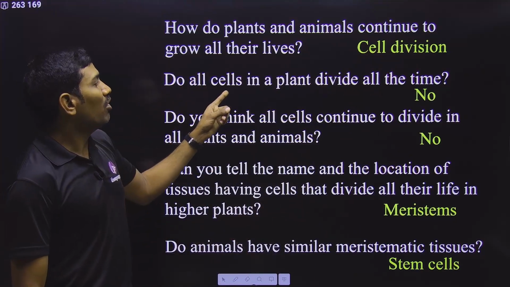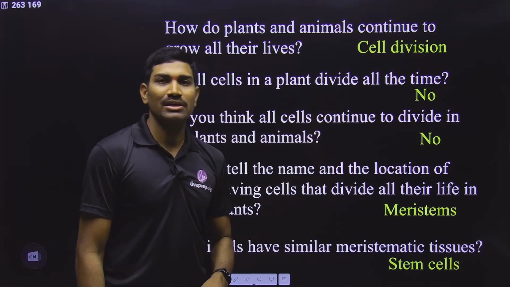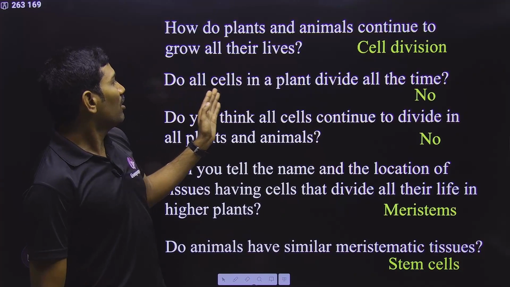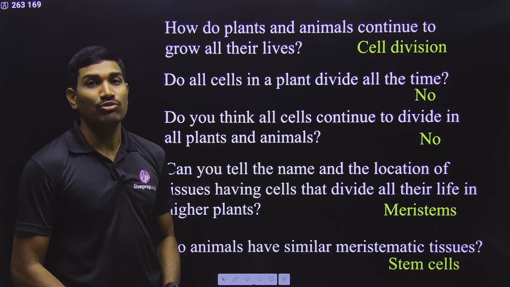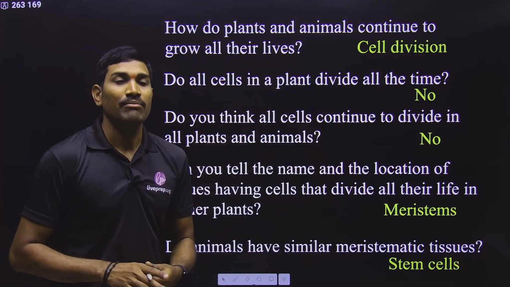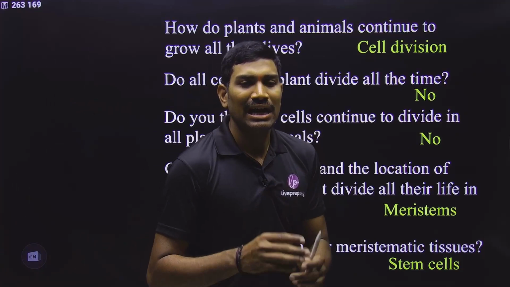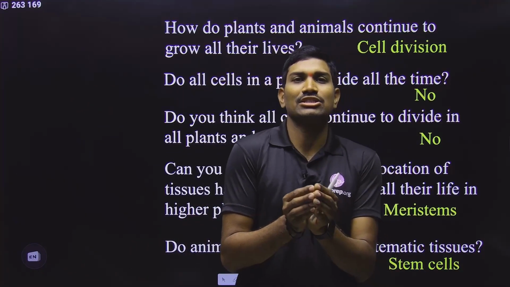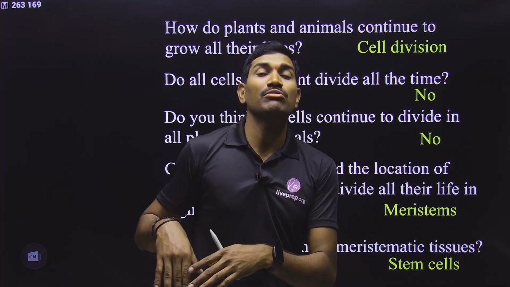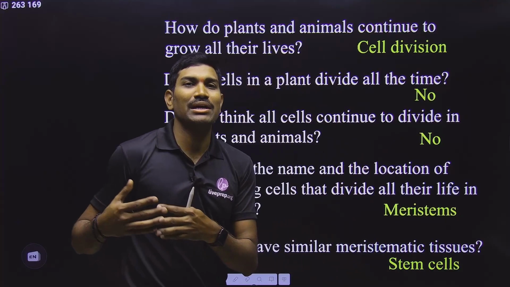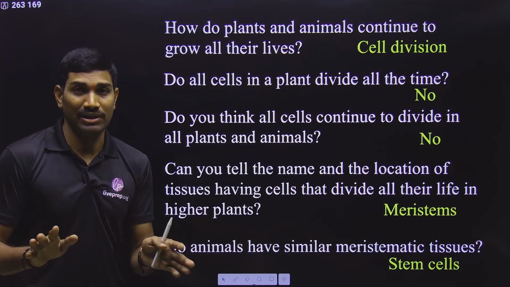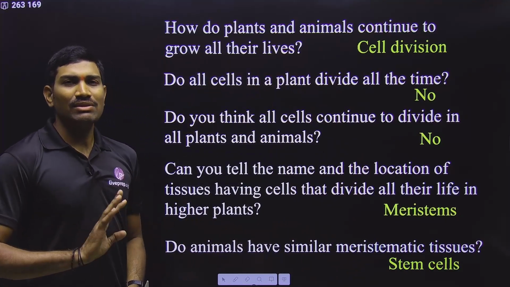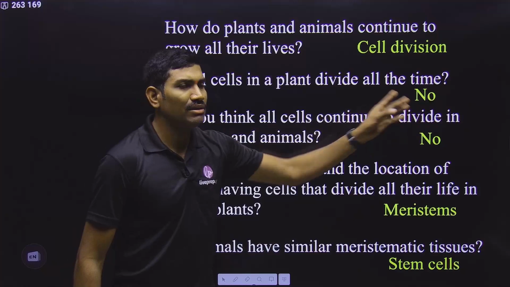Next one, do all cells in all plants divide all the time? No, all the cells do not divide, because you know that some cells, after some divisions, start growing and then become matured. Once they become matured, generally they will not divide. Yes or no? So in this way they are not continuously dividing. So the answer will be no.